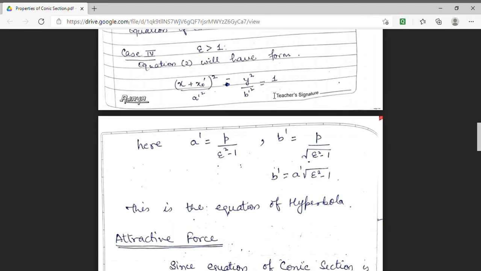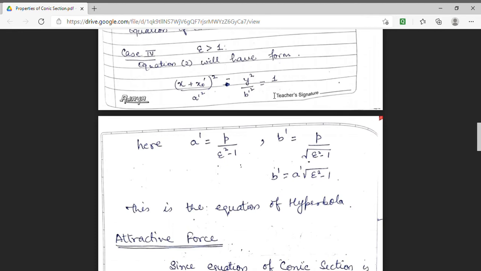So the situation in which epsilon will be greater than 1, our conic section will be hyperbolic in shape. Now, as we have derived the shape of our conic section, we will consider two types of forces: attractive, and the second case, repulsive.